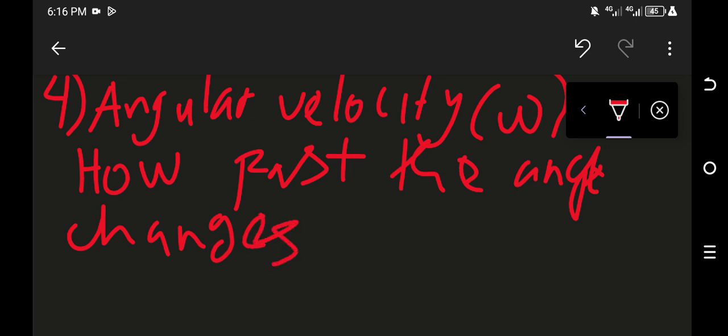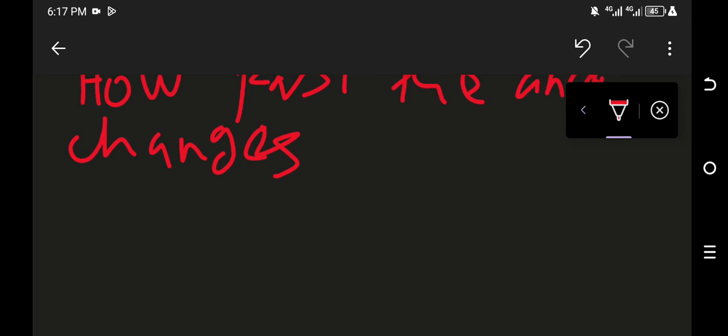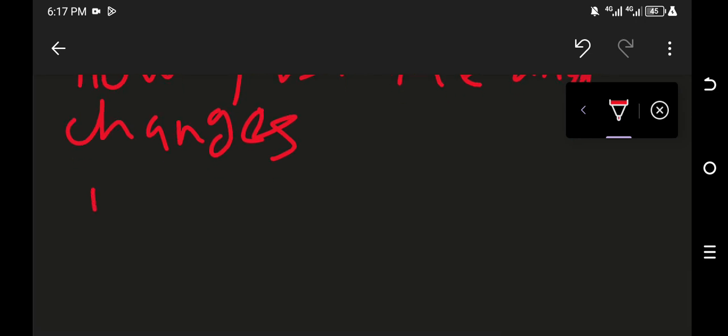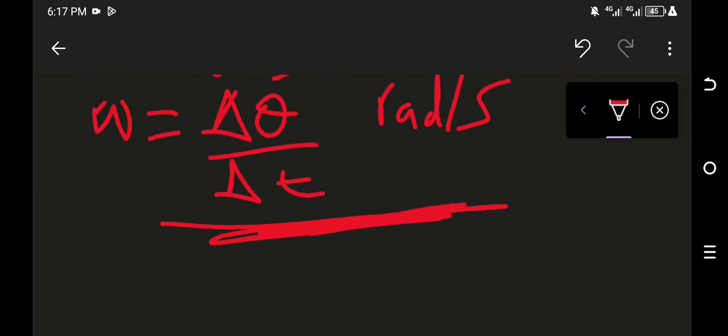When you're moving from one point to another, the angles will be different, so angular velocity measures how the angle changes. The formula we are going to be using is W is equal to the change in angular displacement over the change in time, and the units are radians per second. So you have to get this formula and write it down.